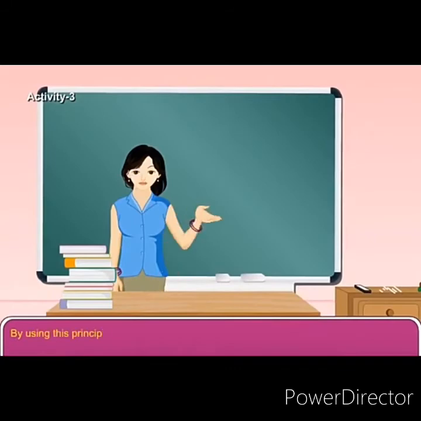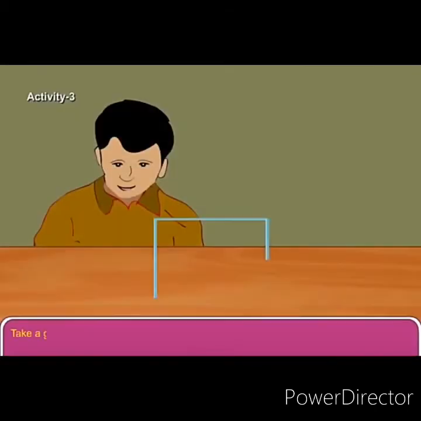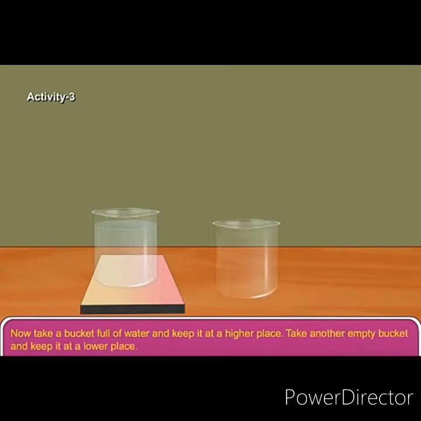By using this principle, one can empty a bucket full of water without lifting it. This is done by making a siphon. Take a glass tube with two bends. Now take a bucket full of water and keep it at a higher place. Take another empty bucket and keep it at a lower place.